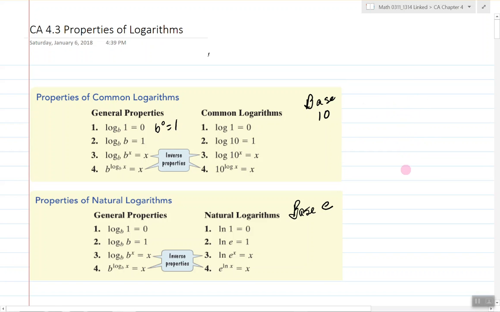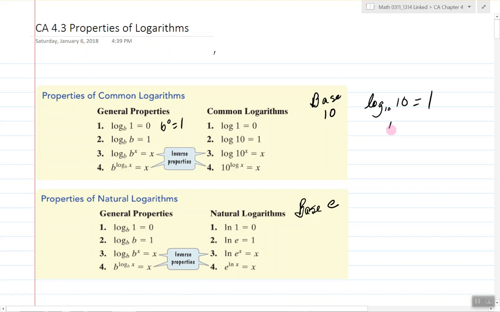The next one, if you have a log base 10 of 10, it's equal to 1 because what power do you raise base 10 to get 10? 10 to the first power is 10. If you just talk in terms of generalities, base b, any base, to the first power, there's the exponent, is the base. This is true for base 10 or base e.